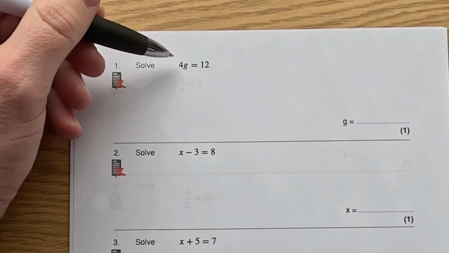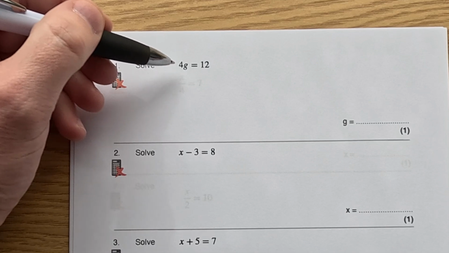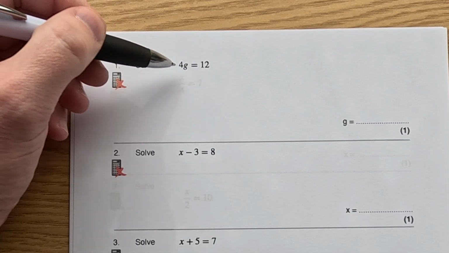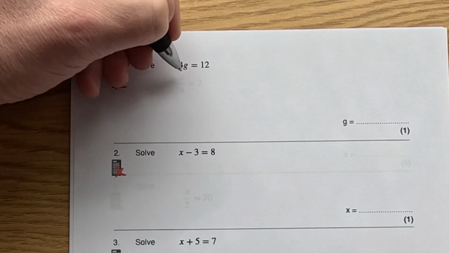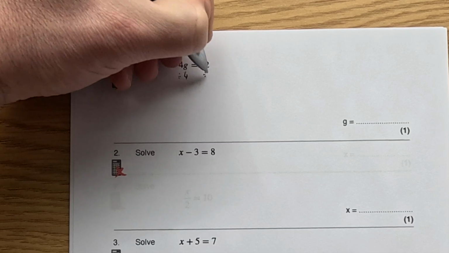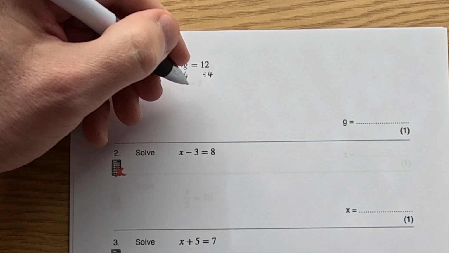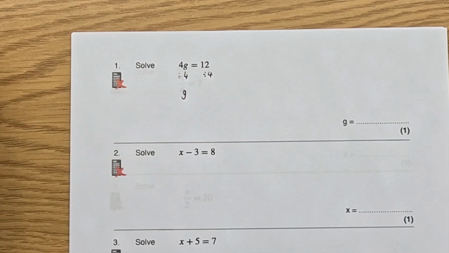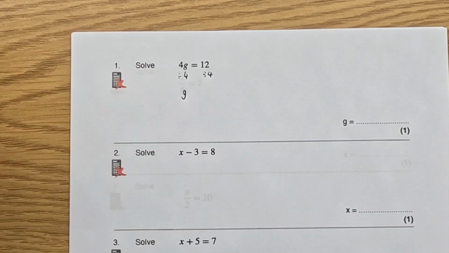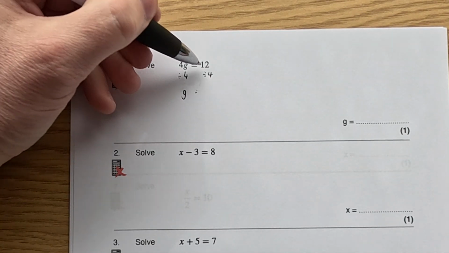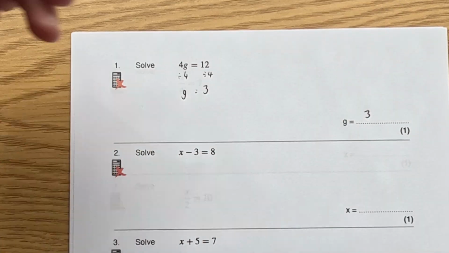So if we've got 4 times g is equal to 12, we don't want this multiplied by 4. If we want to get rid of this multiplied by 4, we're going to divide both sides of the equation by 4. So we're going to do the inverse operation to both sides. To get rid of the multiply by 4, we're going to divide by 4, and we're going to divide by 4. If we divide the left-hand side by 4, we're dividing by 4 to get rid of the times by 4, so we'll just be left with g. Or another way to think of it is if you've got 4g and you divide it by 4, you get 1g or just g. On the right-hand side of the equation, we had 12. We're dividing by 4, and that's equal to 3. So g equals 3. That's our answer, g equals 3.